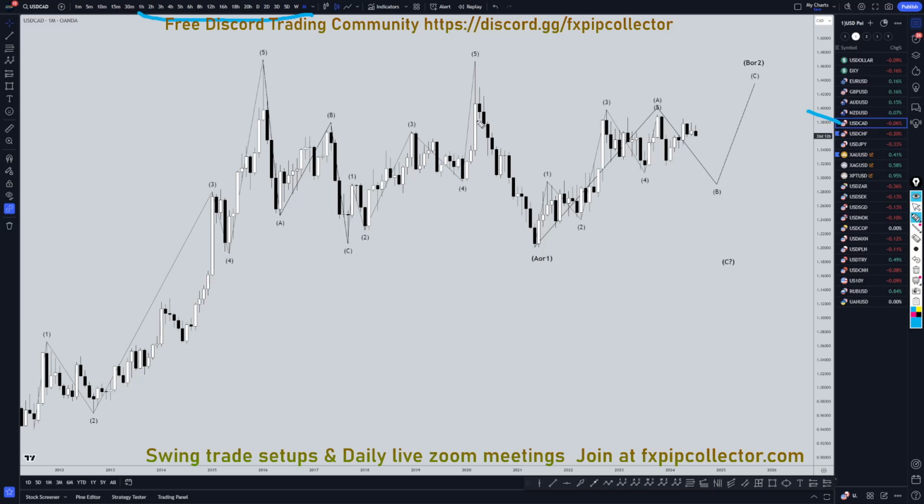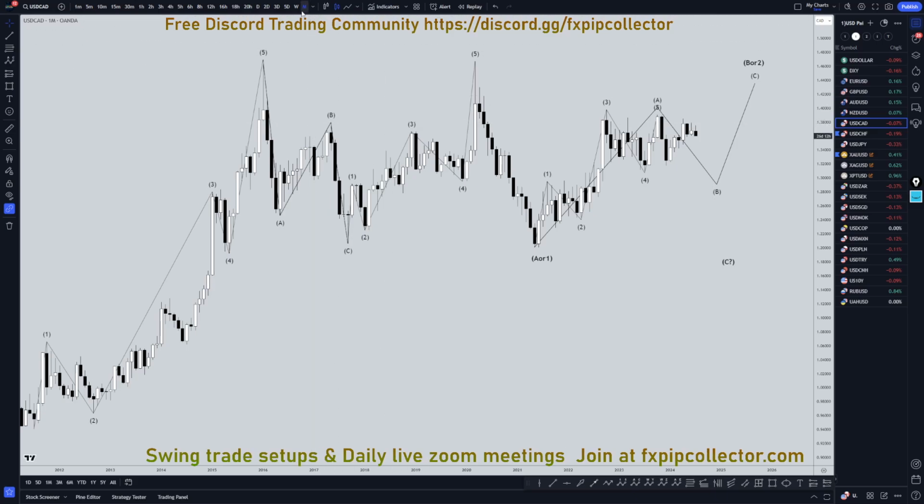So on the dollar CAD, I still think this is an A or possibly a 1. I still think this right here is an A of B or an A of 2. I think this needs to make an A, B, C down for the B of B, and then another push up for the wave C of B, or it's an A, B, C of 2. Either scenario, whether it's a wave 2 or whether it's a wave B, doesn't really matter. Either way, it should make pretty much the same pattern.